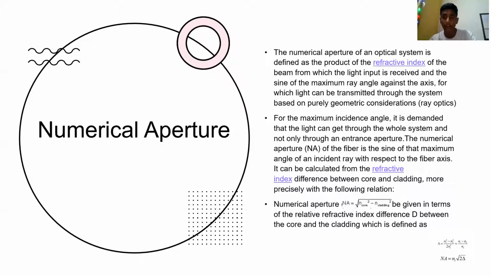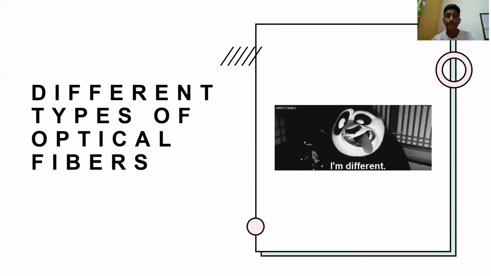The numerical aperture can be given in terms of the relative refractive index difference between the core and the cladding, which is defined as delta equal to (n1 squared minus n2 squared) divided by 2 n1 squared, which is approximately equal to (n1 minus n2) by n1. In all, NA, or the numerical aperture, can be said to be n1 times the square root of 2 delta, where delta is (n1 minus n2) by n1. So that's numerical aperture, and we'll be learning a lot more about it in the coming classes.